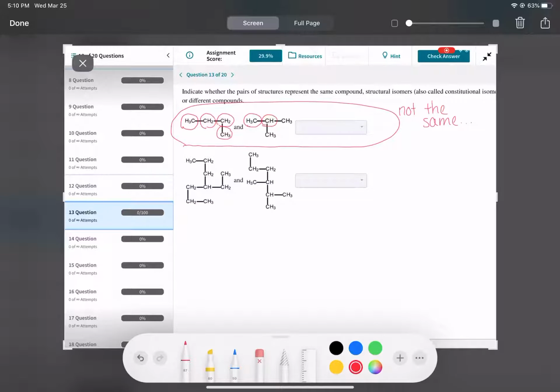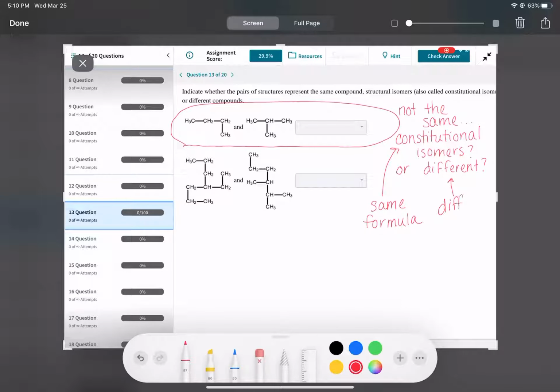So then we have to decide, are they constitutional isomers? Or are they just totally different? If they're not the same, they're either constitutional isomers or they're different. So the way that we determine this, remember, constitutional isomers are going to have the same formula, the same number of carbon atoms, the same number of hydrogen atoms. Different molecules are just going to have different formulas. So now we have to ask ourselves, so what are these guys?